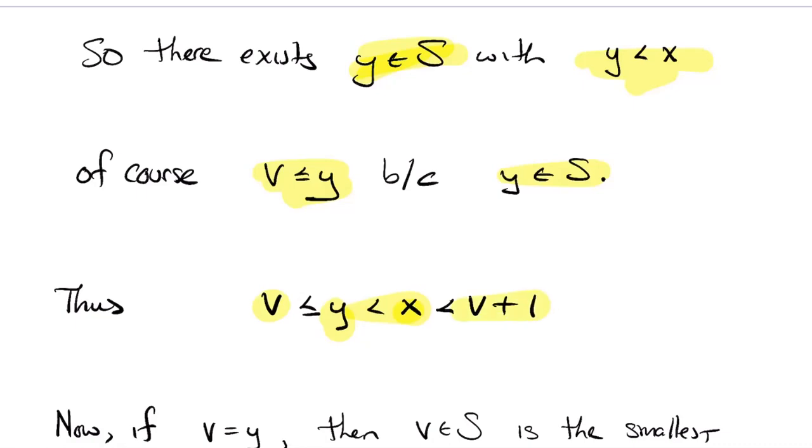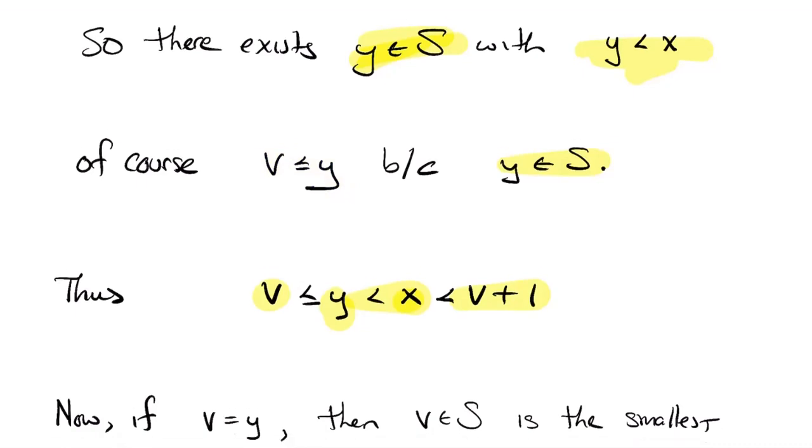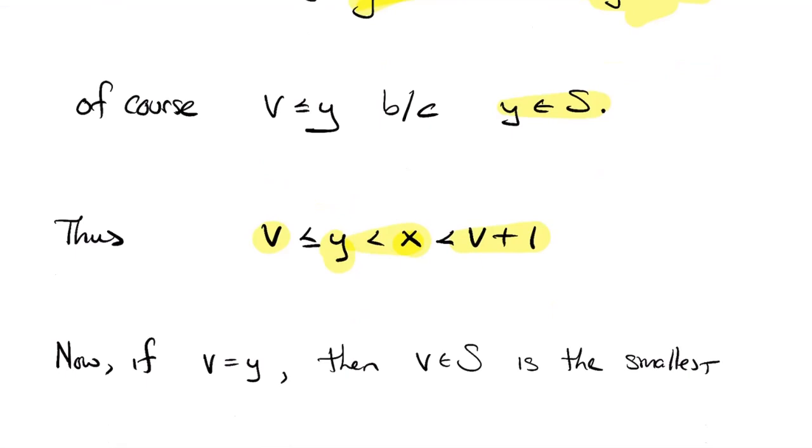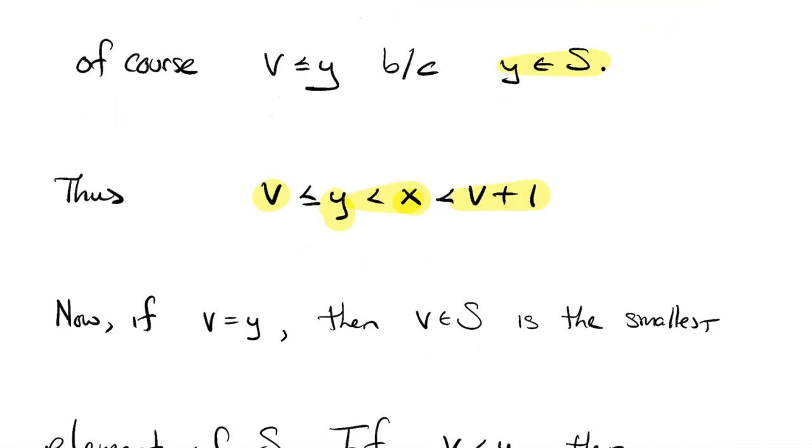If you string them all together, maybe you need to stop the video and go back and move these inequalities around and make sure that you agree with this string of inequalities. So I've got these two numbers, Y and X, and Y is strictly less than X, and they are between V and V plus 1. If V is equal to Y, that would force V to be in S again, and it would be smallest. But we were saying that V isn't in S, so this really can't happen.